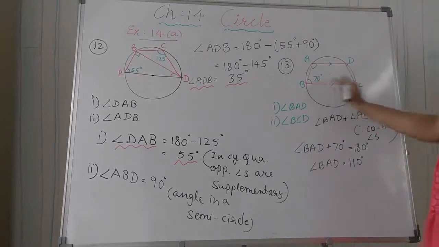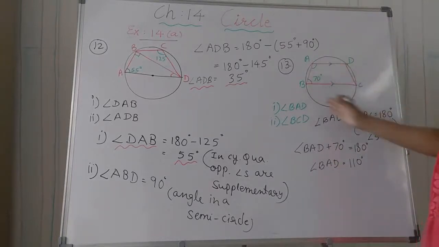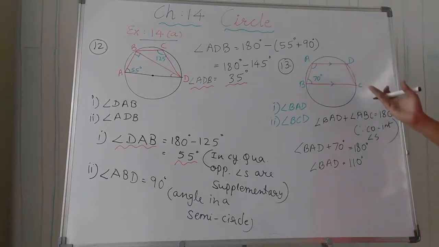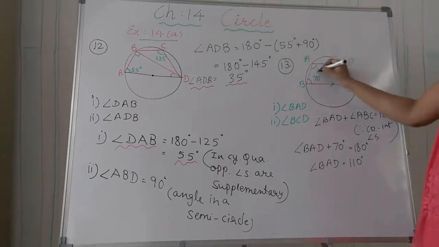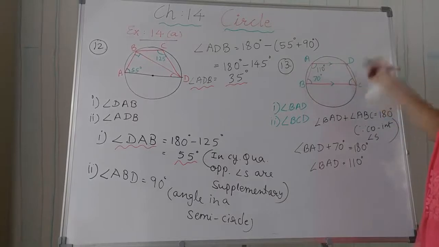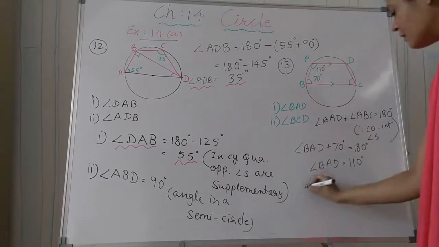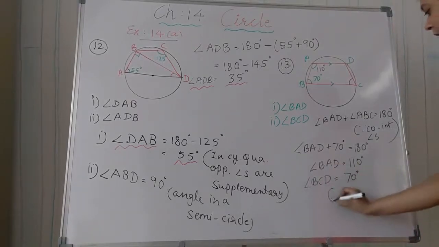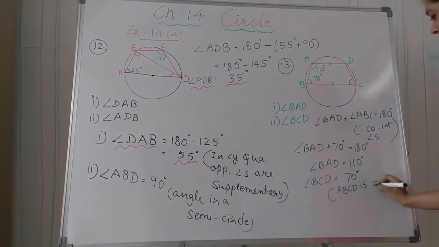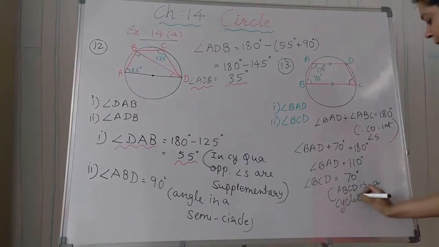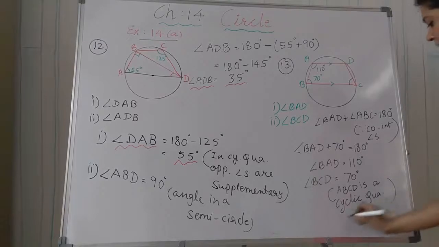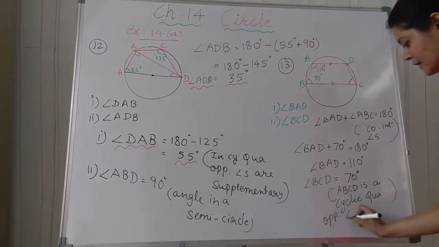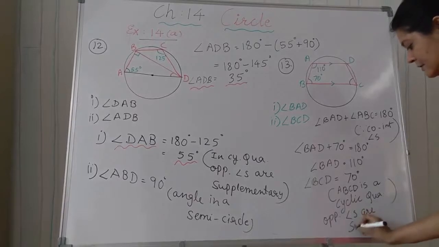Okay, now we want to find BCD also. Now you can see this is a cyclic quadrilateral. So what is the property of a cyclic quadrilateral for the opposite angles? They are also supplementary. So if this is 110 degrees, how much is this? This must be 70 degrees. So I write here angle BCD is equal to 70 degrees as ABCD is a cyclic quadrilateral and opposite angles are supplementary. This is the reason.